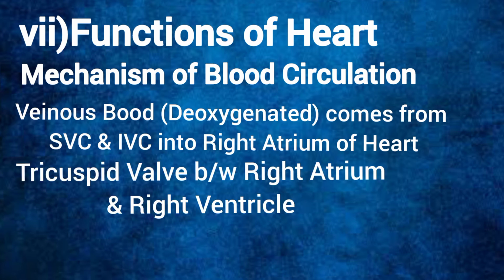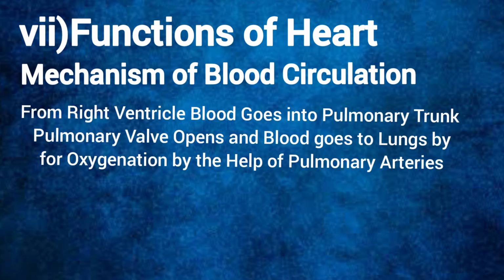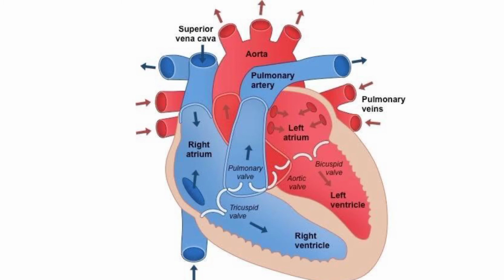There is a valve between the right atrium and the right ventricle that is called the tricuspid valve. The tricuspid valve opens and the blood goes into the right ventricle. Blood goes into the pulmonary trunk. There is a valve that's called the pulmonary valve. Through the pulmonary valve the blood goes into the lung areas by the pulmonary arteries.